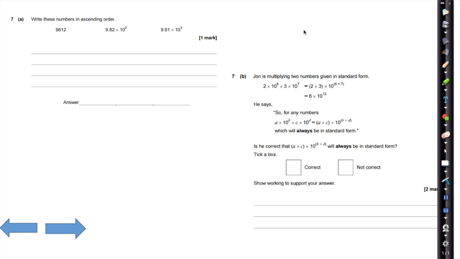Question 7 is a standard form question, and we're going to have to compare these numbers. So 9,812, 9.82 times 10 to the power of 2 and 9.81 times 10 to the power of 3. First of all, 9,812 is the only number that is actually very easy to read because it's in a format that we're used to, 9,812. The other two are in standard form. So we're going to have to convert them into normal numbers, so numbers like this, for us to be able to read and therefore compare.